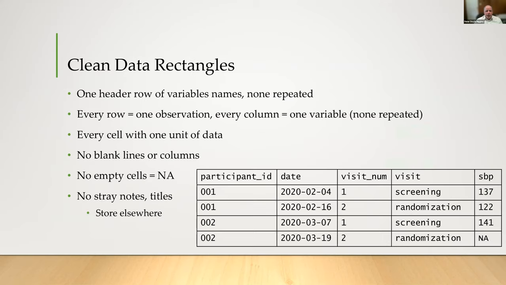You want to end up with clean data rectangles with one header row of variable names, none of which are repeated. Every row is one observation. Every column is one variable with none repeated. Every cell with one unit of data with no blank lines or columns. Any empty cells should be filled with NA, and no stray notes or titles that you've stored elsewhere.